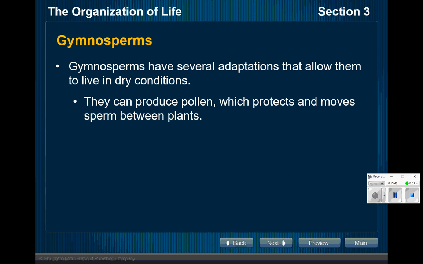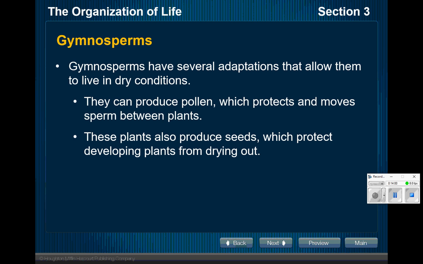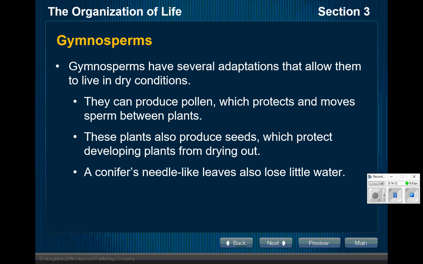Gymnosperms have several adaptations that allow them to live in these dry conditions. They can produce pollen, which protects and moves sperm between the plants. So when you see this big coating of yellow all over your car and things, that's usually from gymnosperms. These plants also produce seeds, which protect the developing plant from drying out, and needle-like leaves also, so that they can prevent water loss.